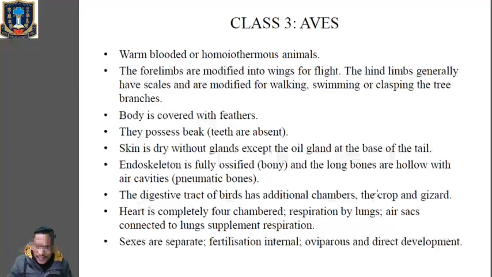The digestive tract has additional chambers, the gizzard and the crop. Respiration takes place by means of lungs. Air sacs connected to the lungs help in respiration. Sexes are separate, the male and female are different. There is internal fertilization, fertilization occurs inside the body, and there is a direct mode of development. These are a few characteristic features of the class Aves.